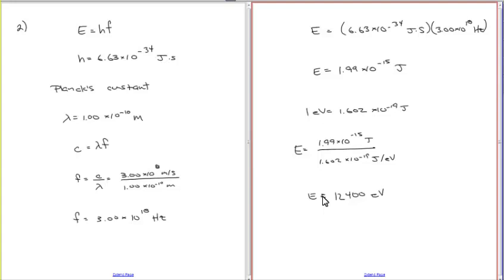Convert the energy to electron volts. If more penetrating X-rays are desired, should the wavelength be increased or decreased? So if you want more energy, then you should increase the frequency, which will decrease the wavelength. So more energy, we want to decrease the wavelength.